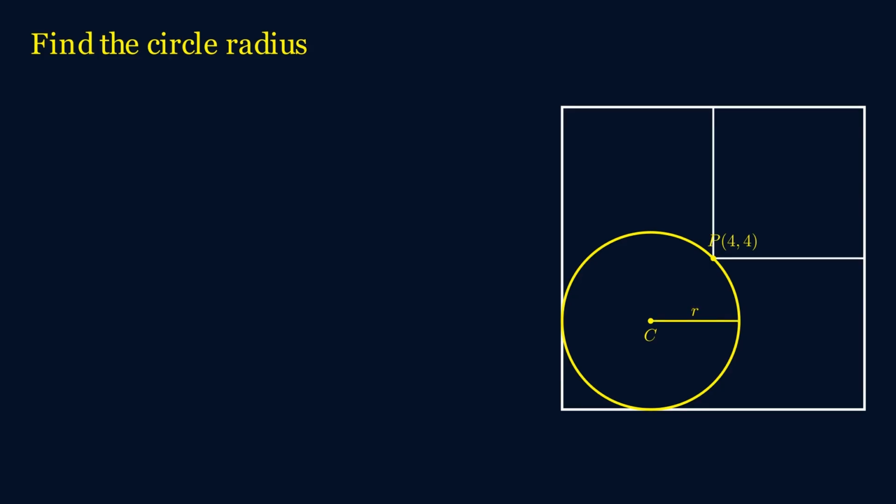Hey guys! Alright, we've got a big square with side length 8, and inside one corner of that square there's a circle just touching the sides and the center of the square. Our goal here is to find the radius of that circle.